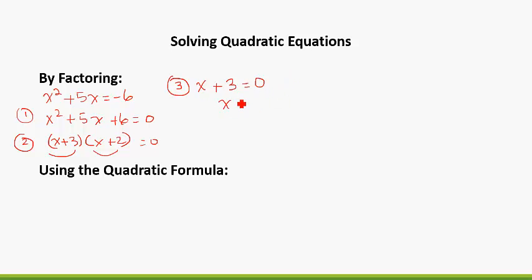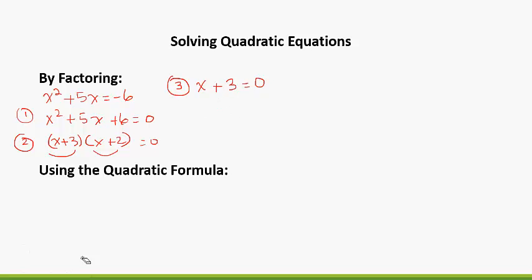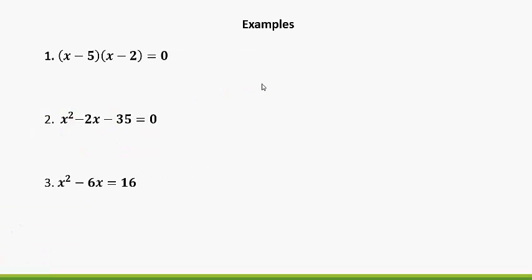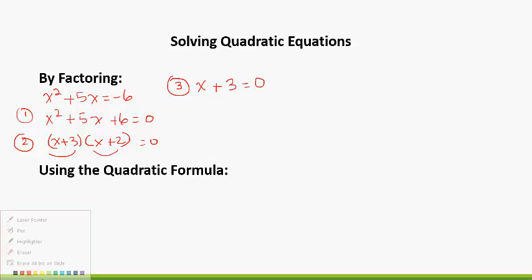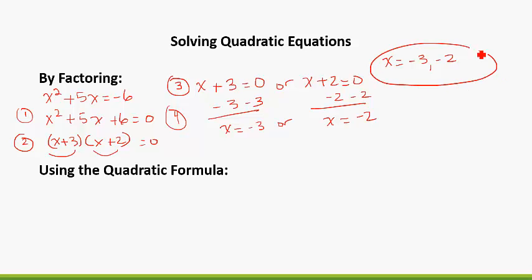So we set x plus 3 equal to 0, or x plus 2 equal to 0. And then the last step is to solve each of these new equations. So x could be negative 3, or x could be negative 2. So the solutions are x equals negative 3 or negative 2.